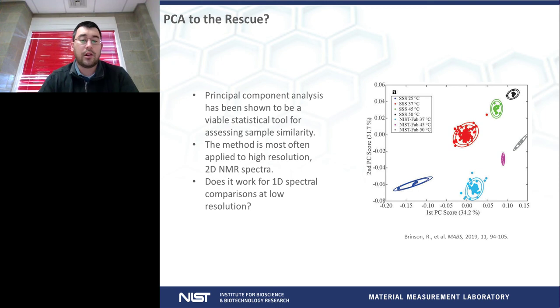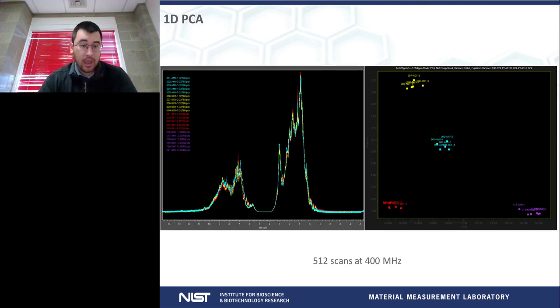So the thought process was, well, at low field strength with low resolution, we're probably not going to be able to acquire 2D data, but can we do this kind of analysis for 1D data? So here we tried to apply that thought process. So you see a series of 1D spectra that were collected. And does it work? Well, we think so, and we're still refining this. But we're able to acquire 1D data at low field. This is 400 megahertz with 512 scans. So each of these samples took about 40 minutes to acquire.